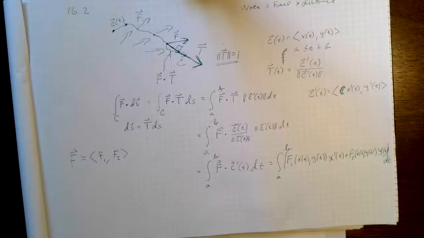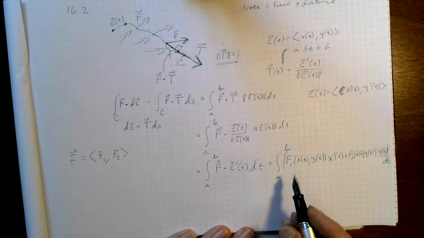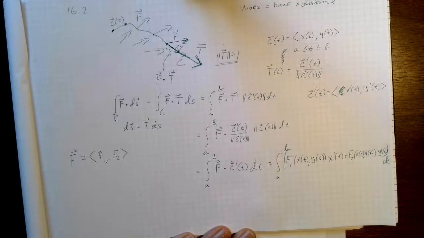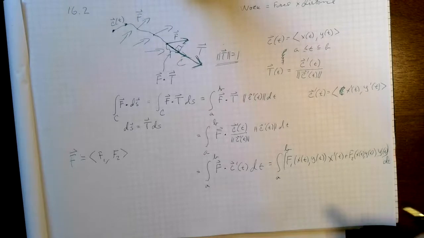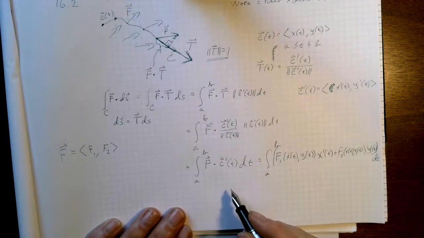You may have noticed that once we're dealing with more variables, it's really important to not forget the dt. Otherwise, you don't know what you're integrating. Okay, so this is fairly easy to compute, right? You just plug into this formula. We'll do a couple of examples.